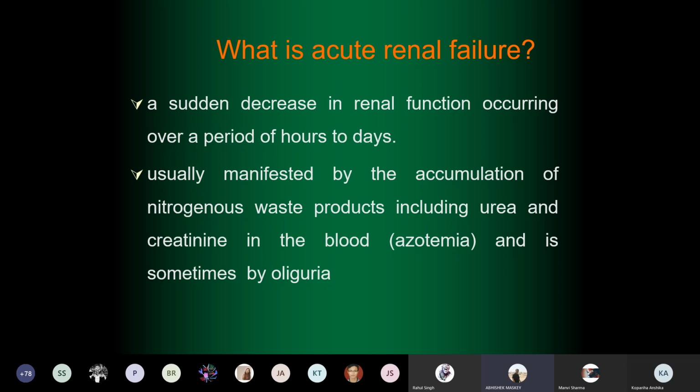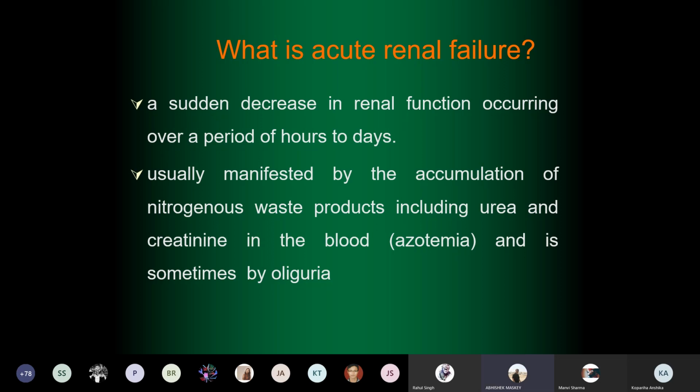So nowadays, the terminology is changing. We call it AKI, acute kidney injury. In newer books, you don't find ARF, which is acute renal failure. Previously, when we were at your level, we said ARF and CRF, acute renal failure and chronic renal failure. Nowadays, the same terms are being used as AKI and CKD, acute kidney injury and chronic kidney disease. Acute kidney injury, previously known as acute renal failure, is a rapid, sudden decrease in renal function occurring in a period of hours to days.